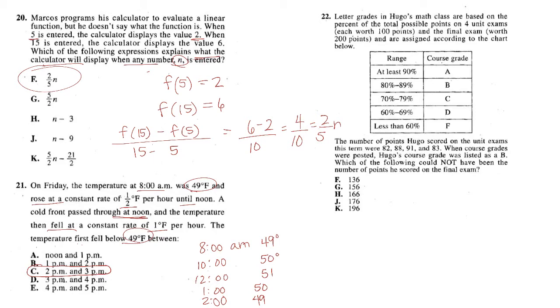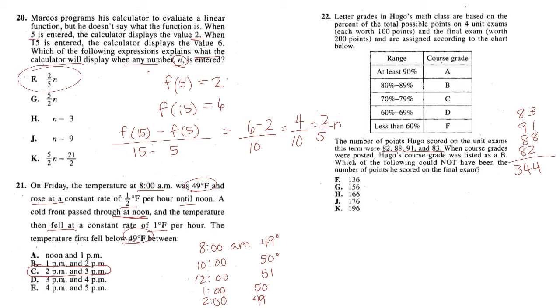Okay, so here we have a grading scale. And let's see, he has all of these grades, and we need to see how much that averages to be. So we have 82, 88, 91, and 83. And when we add all that up, it looks like we're going to have 344.